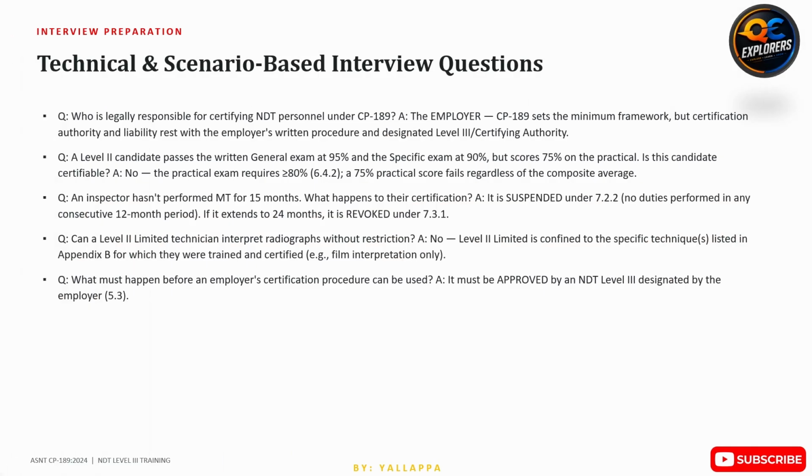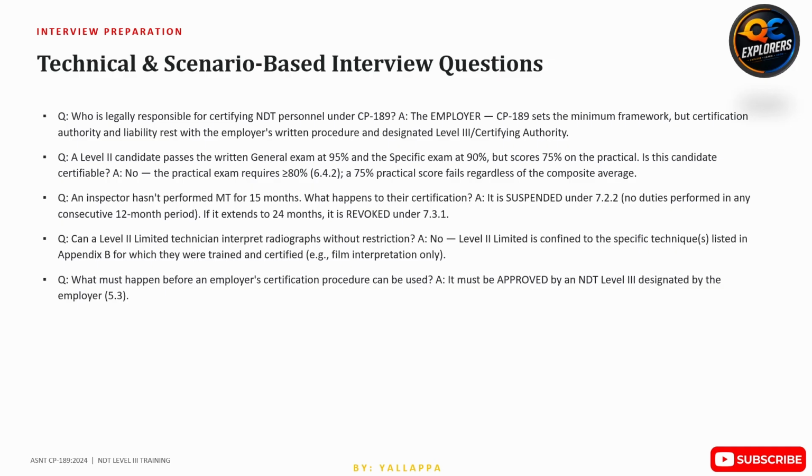Throughout this course, we've studied the requirements of ANSI ASNT CP-189 section by section. This slide brings everything together by presenting technical and scenario-based interview questions that are commonly asked during Level 3 interviews, client audits, and QAQC management discussions. Rather than simply memorizing answers, it's important to understand the reasoning behind each one, because interviewers are usually evaluating your understanding of the standard, not just your ability to recall specific clauses. Let's begin with the first question.